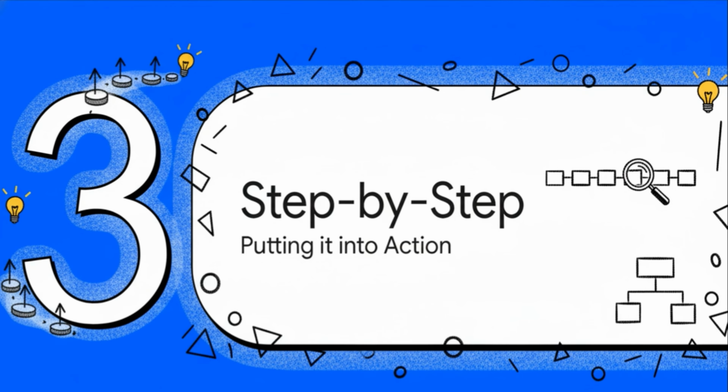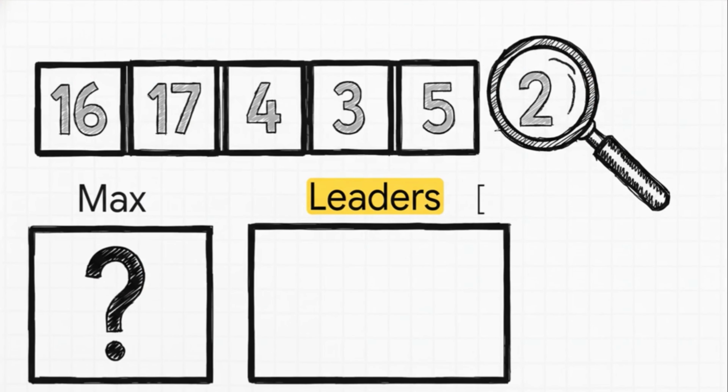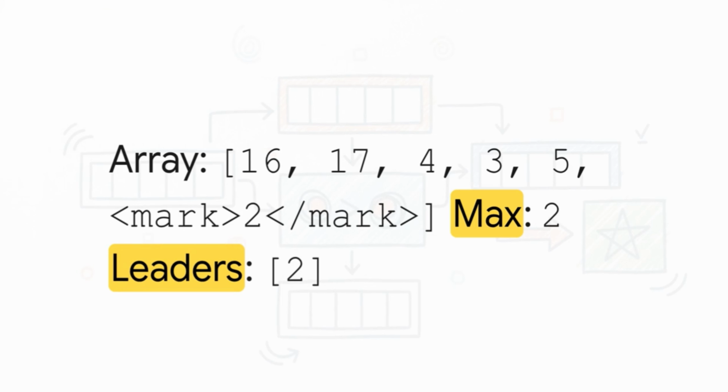Okay, enough talk, right? Let's actually walk through an example step by step. Seeing this in action is going to make it all click. Here's the array we're going to use: 16, 17, 4, 3, 5, and 2. We're starting with a clean slate, an empty list for our leaders, and no current max just yet. All right, step 1. We start at the very far right with the number 2. Remember our rule? The rightmost element is always a leader. So we add it to our list, and we set our current max to 2.